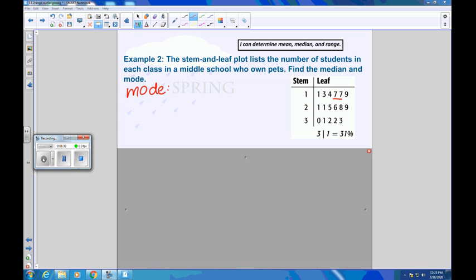So I see that there's 2 7s, 2 1s, 2 2s. So they all have 2. So that means they're all modes. But the mode isn't 7. The mode is 17, right? So we have to look at our key. So we have 17 as a mode, we have 21 as a mode, and we have 32 as a mode. Those numbers occur the most.